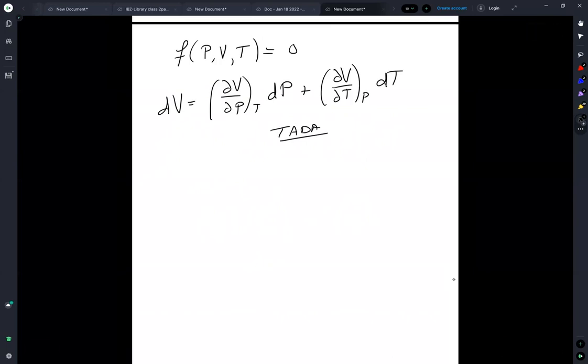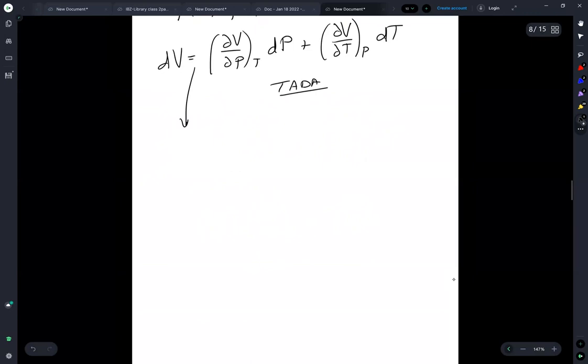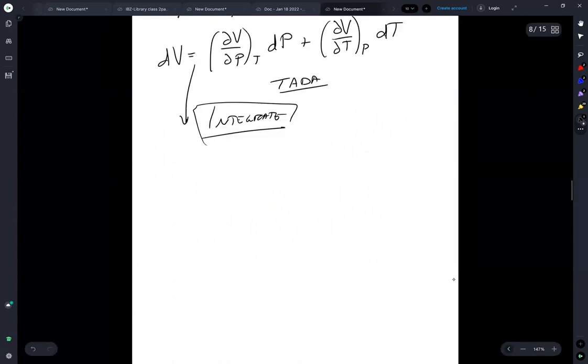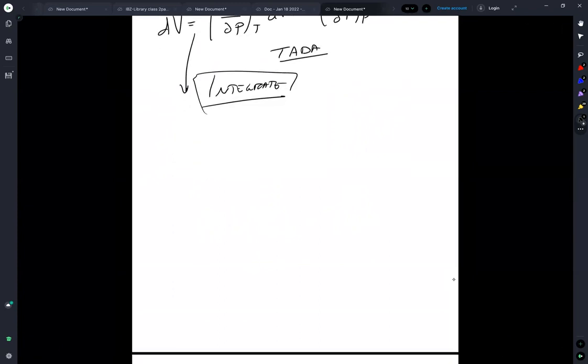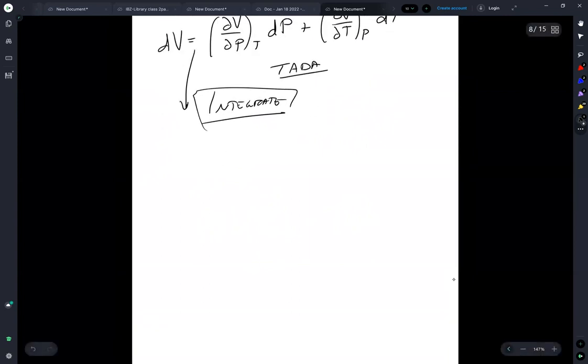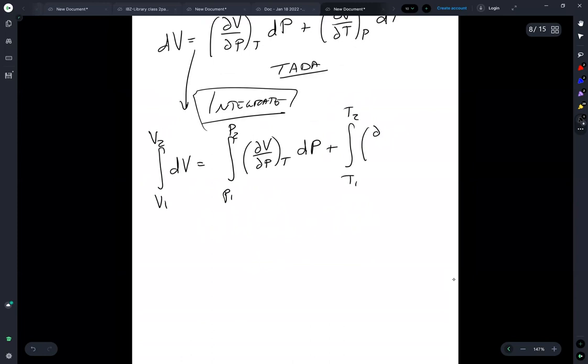Okay. What this also means is that you can integrate this. Right? Because if you can take the differential, you should also be able to integrate, right? I think this is one of those fundamental theorems of calculus, if I remember right. So the implication of this is that if I integrate this from V1 to V2 dV, that's going to be the integral from P1 to P2 of dV by dP at constant T, dP, plus the integral from T1 to T2 of dV by dT at constant P, dT.